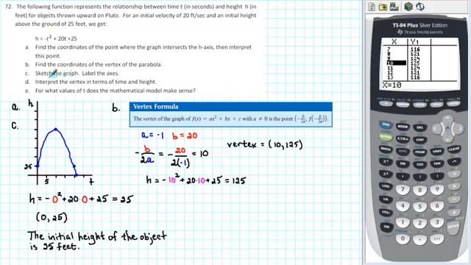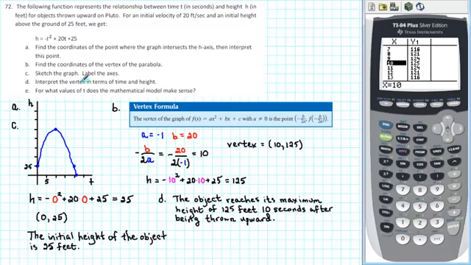For part D, we're asked to interpret the vertex in terms of time and height. The vertex is (10, 125). What that means is that after 10 seconds, the object reaches its maximum height of 125 feet.